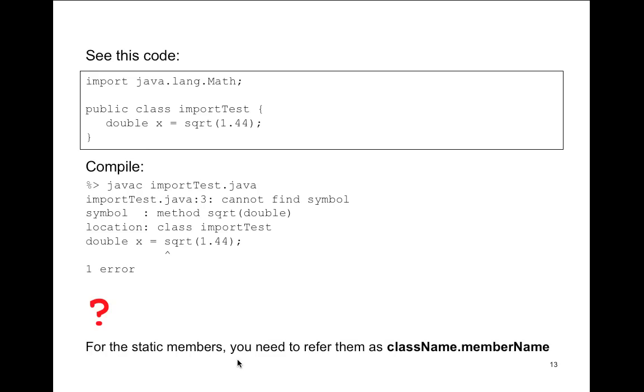So now we have java.lang.Math, and we have a class that we've got here. We've compiled it. We've got an error: can't find symbol, method sqrt. That's because we have to specify the class name and then the member name in this particular example. So for static members, you need to refer to them as the class name dot member name in order to resolve that. So this would be like Math.sqrt, square root.